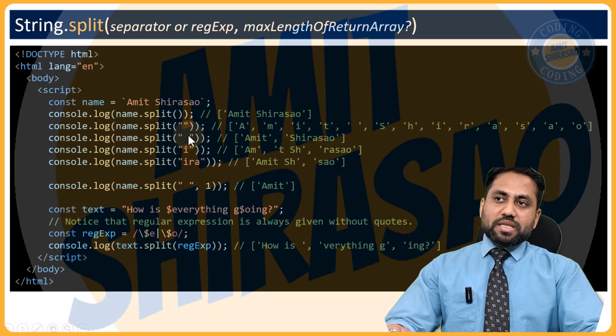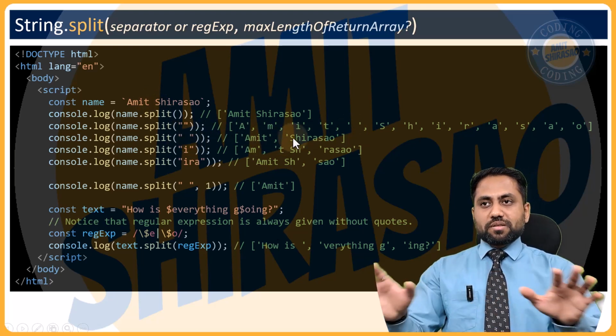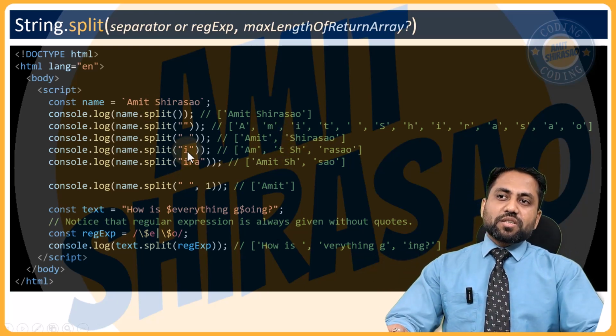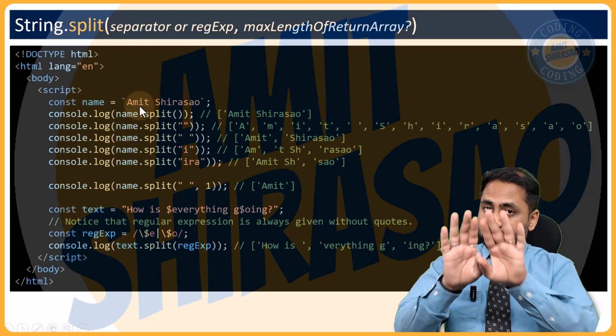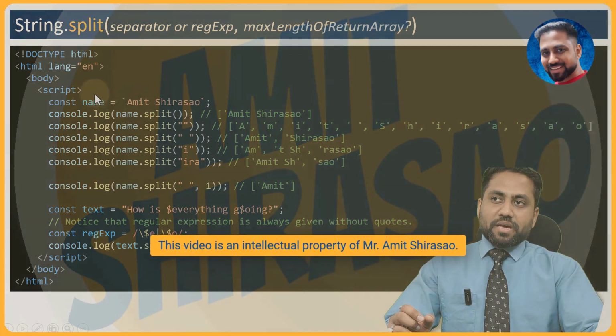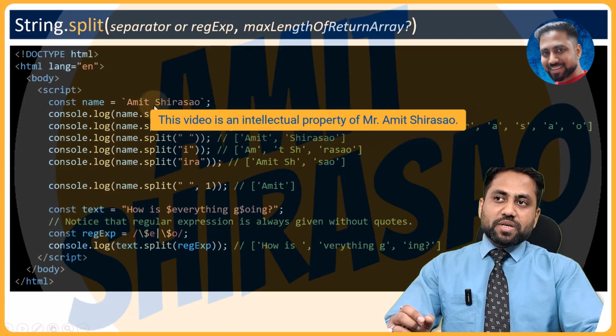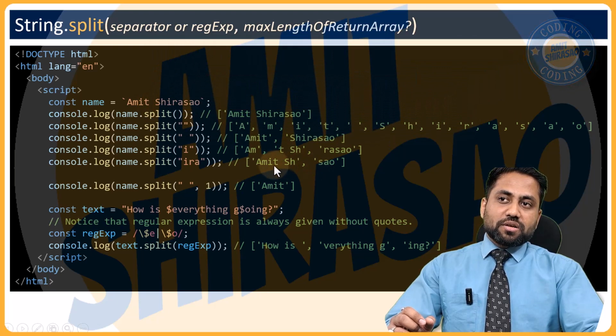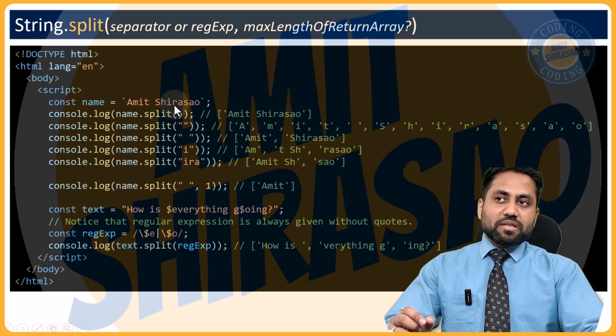If I say that this separator is space, then of course all the words will be separated into separate elements of the array. If I say split it using I, then I comes over here. I is lost because it's a separator. So AM will be the first element. Then T space S H, sorry, not I. Till SH will be the next element, and then I is gone. Then RASAO will be the last element of the array.